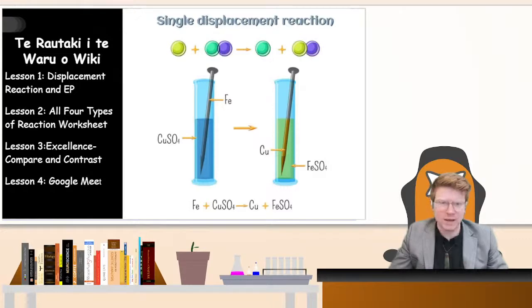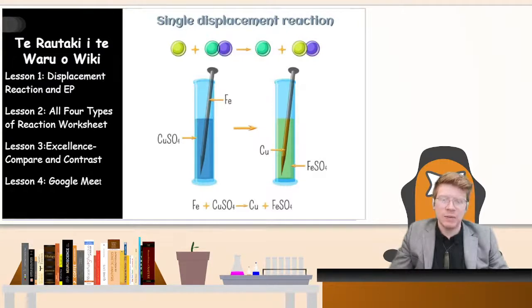Our goal for the lesson today is to explain to you what displacement reactions are and make sure that you can identify them and understand how they occur. So we're going to go through that, and then I'm going to outline what our tasks are for this week. But you can get a sense of what's going on here with the reaction that you're seeing here.